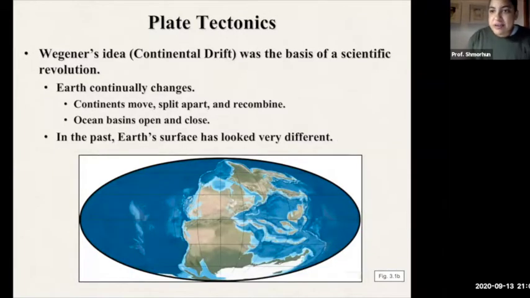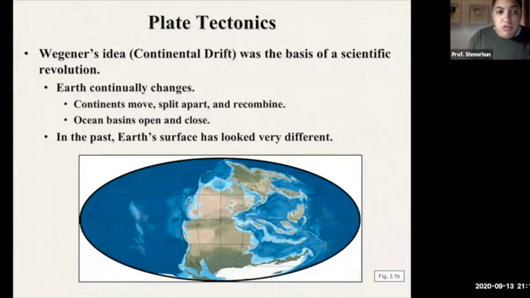Wegener's idea, this theory of continental drift, essentially was the basis of a very large scientific revolution. He was a scientist's scientist who challenged other scientists, and specifically geologists, on this long-standing notion. He believed that Earth has continually changed through time. And the last big supercontinent, where we have seen all these continents fit together like a jigsaw puzzle, was the supercontinent Pangaea that he theorized was 200 to 300 million years ago.